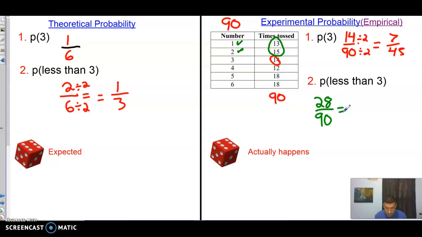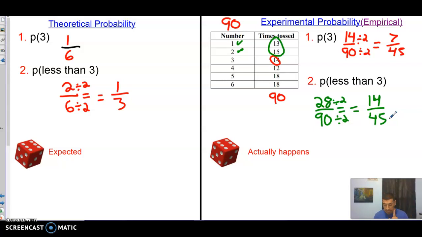Right after you do that, you can pick up a calculator and reduce, or you can do it by hand if you want to. If you don't know how to reduce by hand, you can always go to YouTube and type in how to reduce fractions, okay? So to reduce this fraction, basically what I would do is divide by 2, and that gives me 14/45, okay? I put these side by side so you can compare and contrast both of them at the same time.